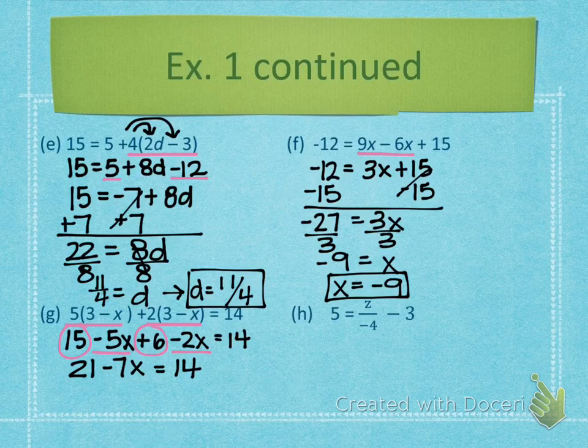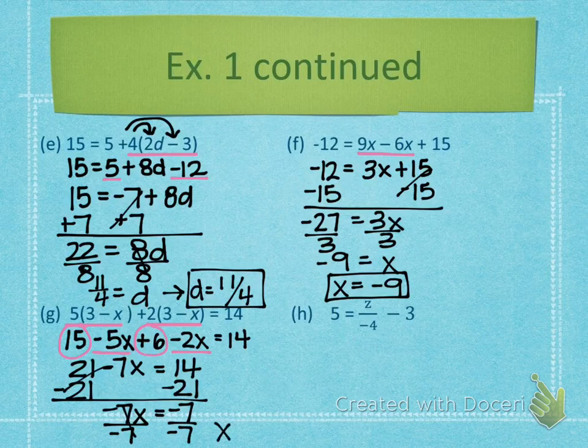Isaiah? Then subtract 21 on both sides. Good, we're going to subtract 21 from both sides. So negative 7x equals negative 7. And finish it off. Divide both sides by negative 7. Good. So x equals 1. Hopefully you guys have room. You can do that right underneath. But x equals 1. All right, letter H.